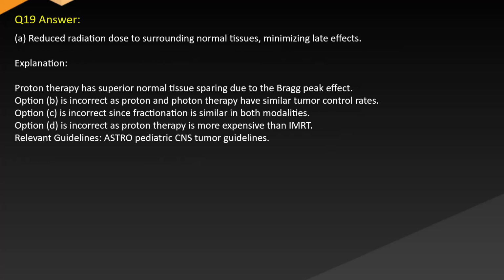Answer: A. Reduced radiation dose to surrounding normal tissues, minimizing late effects. Explanation: Proton therapy has superior normal tissue sparing due to the Bragg peak effect. Option B is incorrect as proton and photon therapy have similar tumor control rates. Option C is incorrect since fractionation is similar in both modalities. Option D is incorrect as proton therapy is more expensive than IMRT. Relevant guidelines: ASTRO Pediatric CNS Tumor Guidelines.